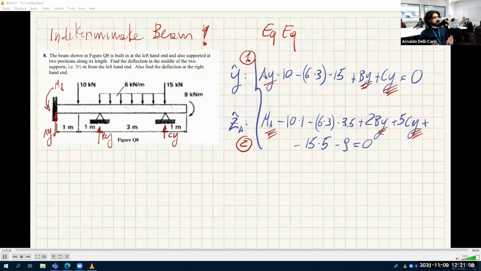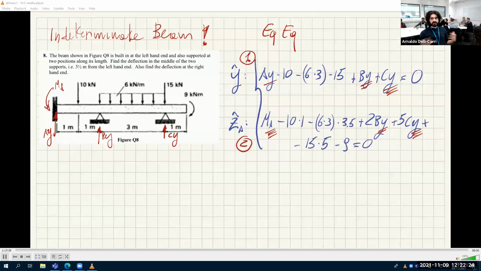Just answer my question. How many compatibility equations do we have? How many boundary conditions do you see? Oh, 3. I mean, 3 supports. So 3 supports, so how many equations? 3. No. Well, the first one is moment. So you have 2 compatibility equations here, 1 here, and 1 here. So it's 4 compatibility equations.